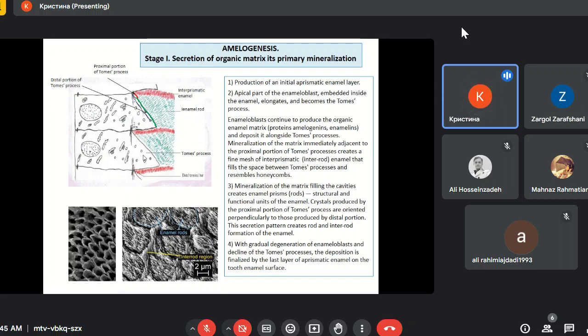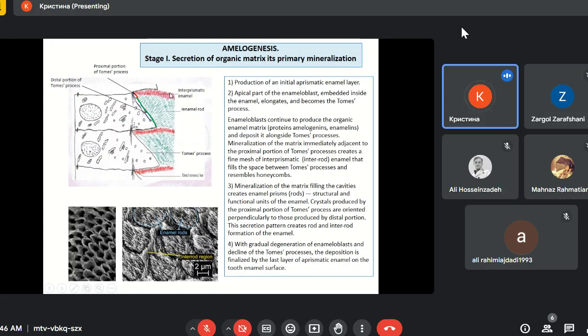So ameloblasts continue to produce organic materials, and first of all, the most proximal part of the Tomes process, this area marked with red color, produces the mineralized part of the enamel, which is called interprismatic enamel, red in this picture. And here also, and here also. So this will be the first produced part of the prismatic enamel.